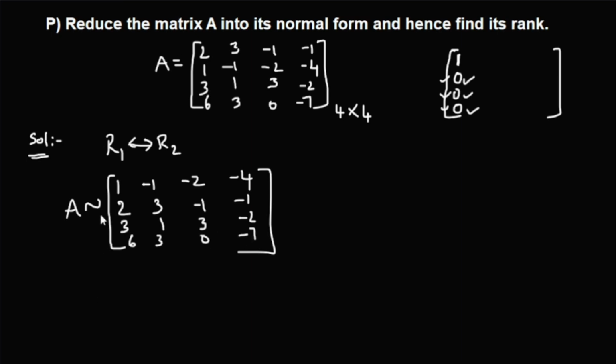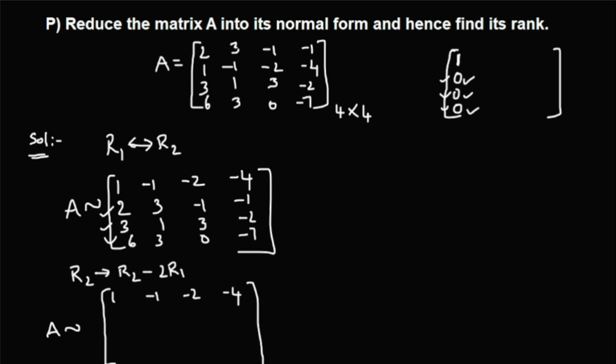Now we have to make these three entries 0. For that, R2 becomes R2 minus 2R1. 2 into R1 is 2, and 2 minus 2 is 0. Therefore, our objective is to make it 0. We are not making any changes to the first row, so let us write it as it is. And here 0. R2 minus 2R1: this minus 2 into this is 5.